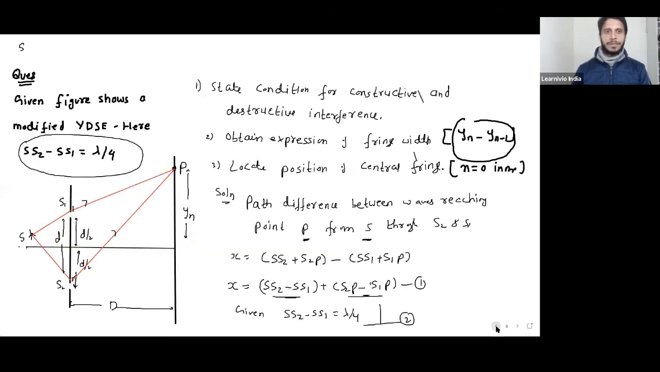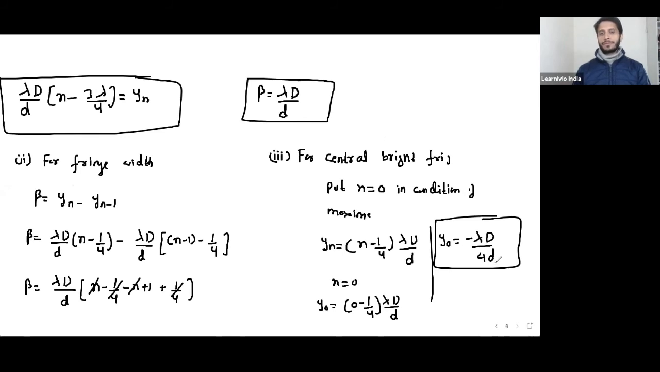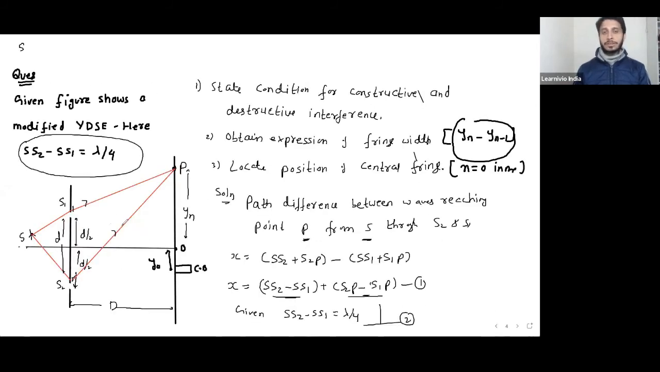This negative sign here means this is the origin from which we measure our positions. So the central bright fringe is not at the origin. It's not at the midpoint. It is here. This is your central bright fringe, and this separation is your y0 that we have calculated. So if you modify Young's double slit experiment in a way that the source is not at the perpendicular bisector, then the central bright fringe will not lie at the center. It will lie just below the center, this much distance below the center.